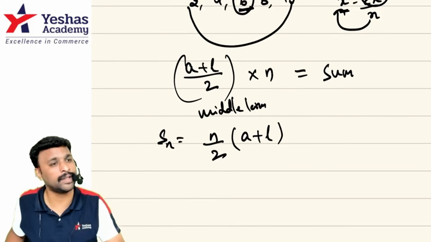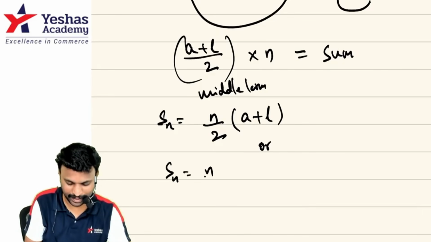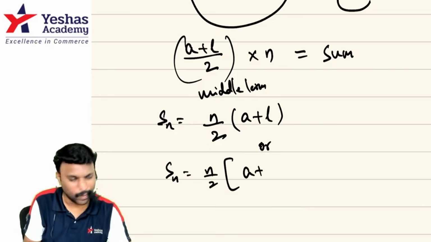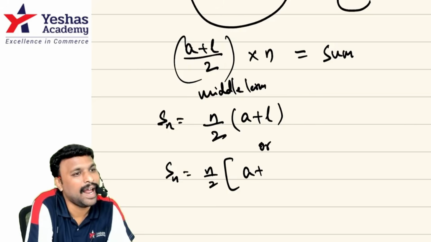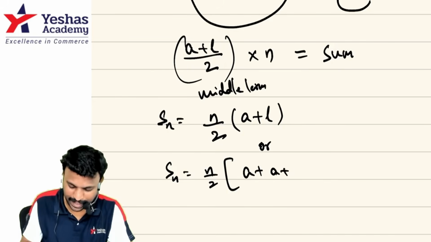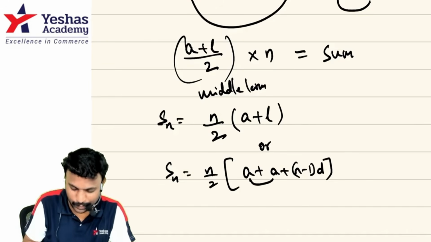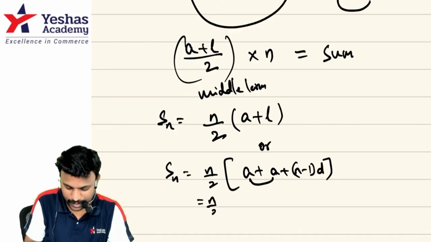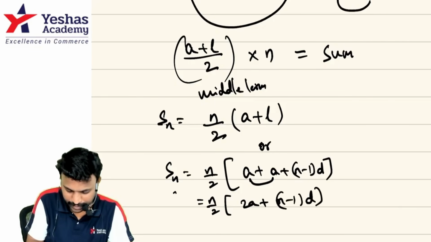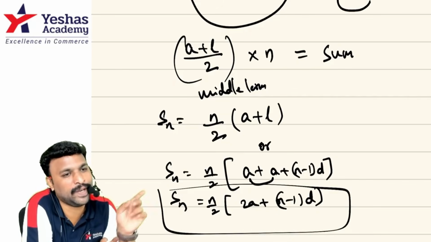But this is not the formula that you are familiar with. There's one more formula. Let me tell you how to get it. Guys, what is L? Last term. What is the last term of an AP? a plus n minus 1 into d. Correct? So what happens to a plus a? 2a. So it is 2a plus n minus 1 into d. This is what you know, with n by 2. Correct?